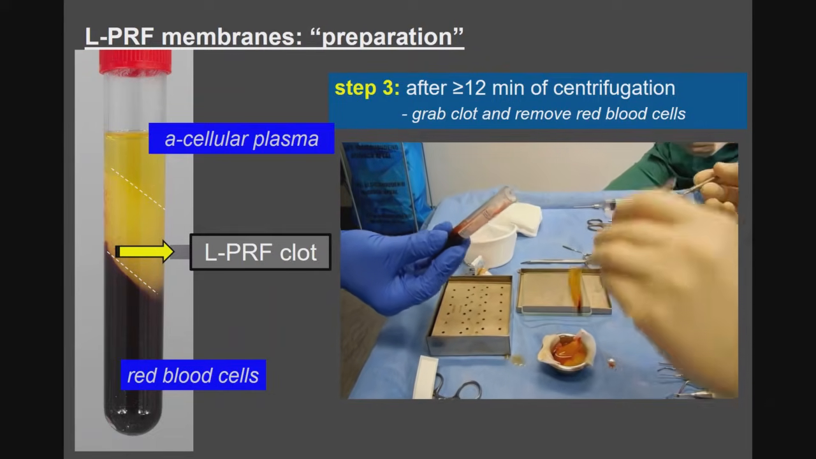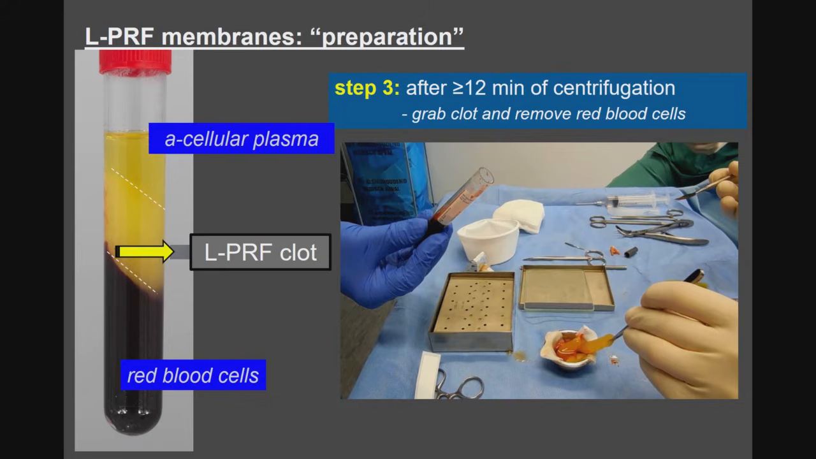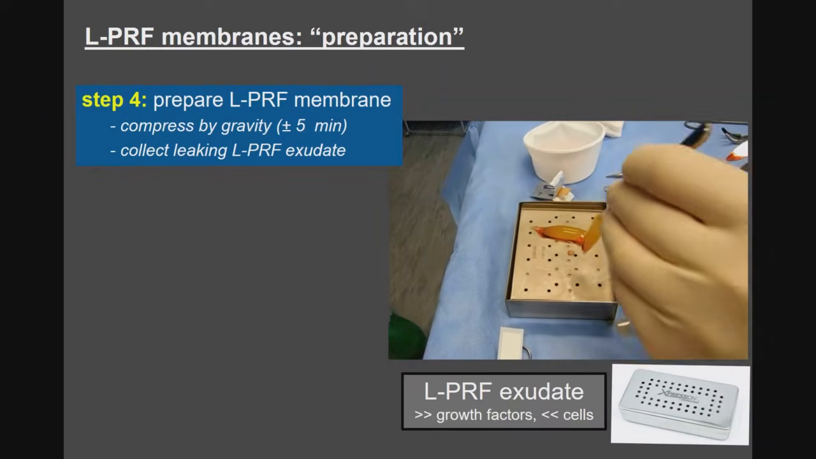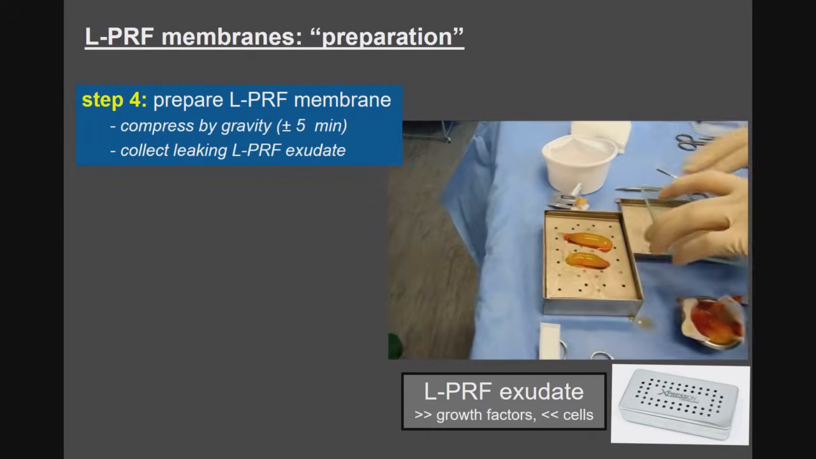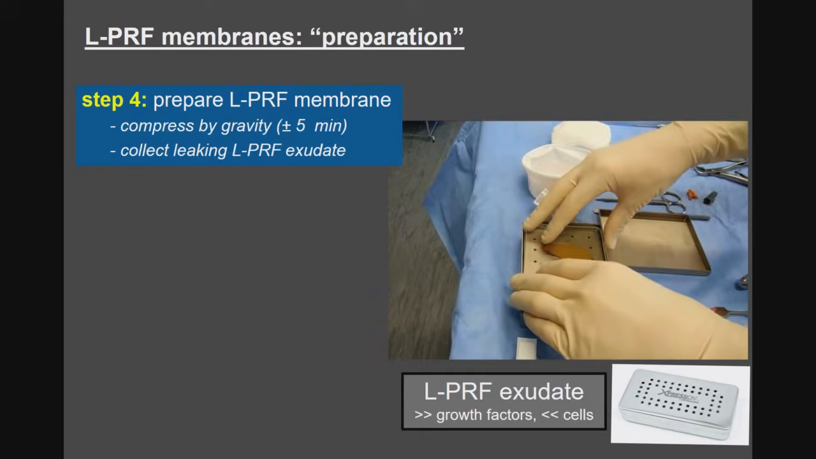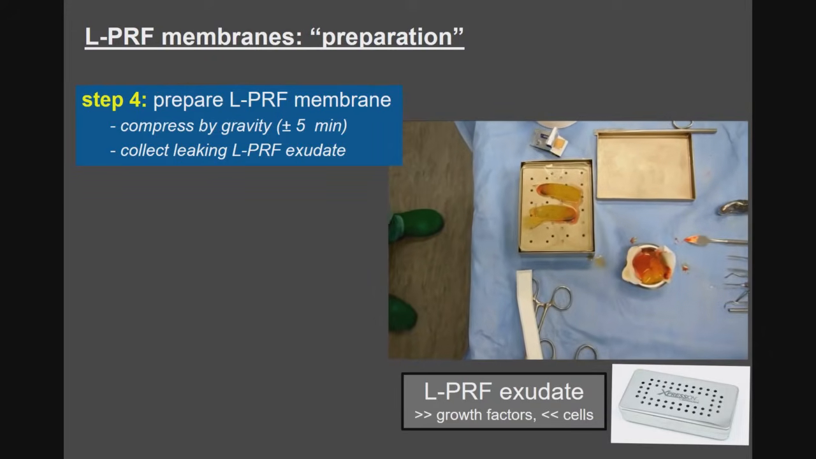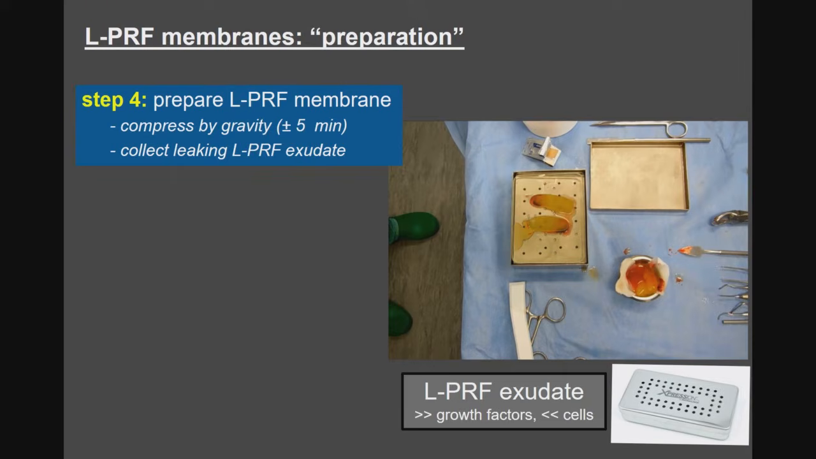You remove immediately the red blood cells, and then you can go to the last step, step number 4, where you will compress these clots into membranes. Normally, you have to use this special kit, but here we have used a glass plate to show you what happens. And as you can see, a lot of liquid is leaking out of these clots. This liquid is called the LPRF exudate.